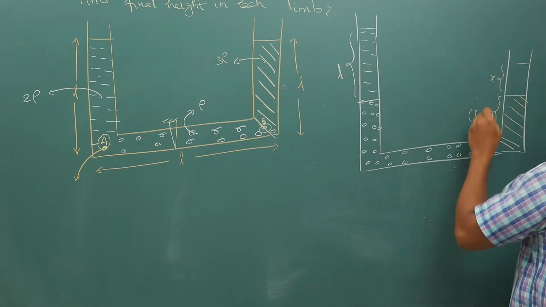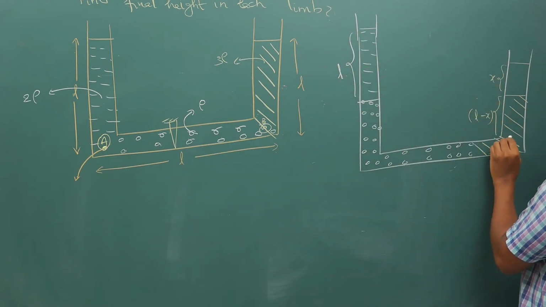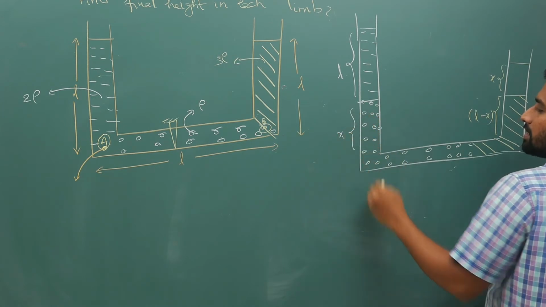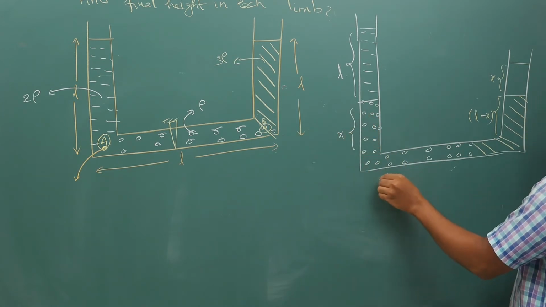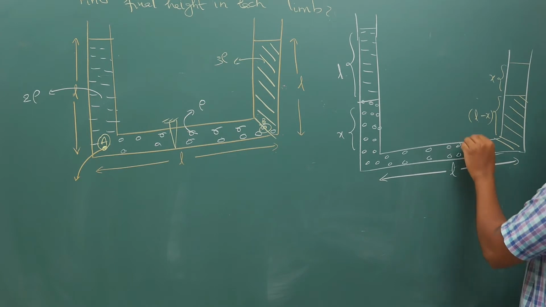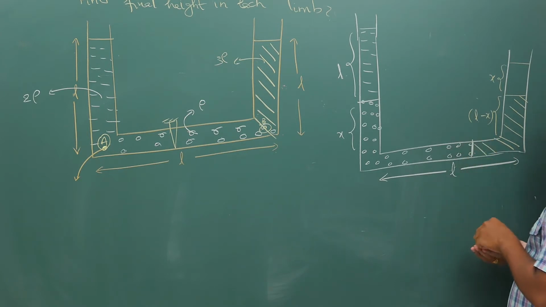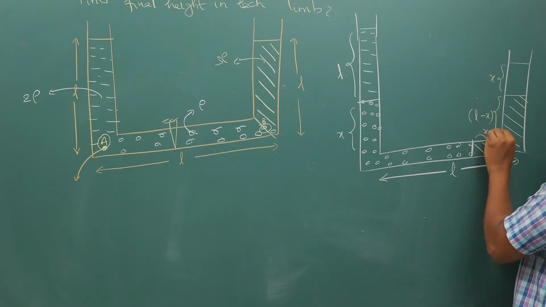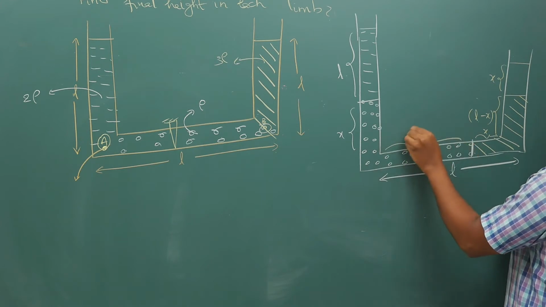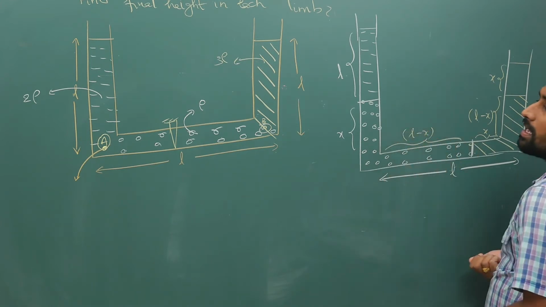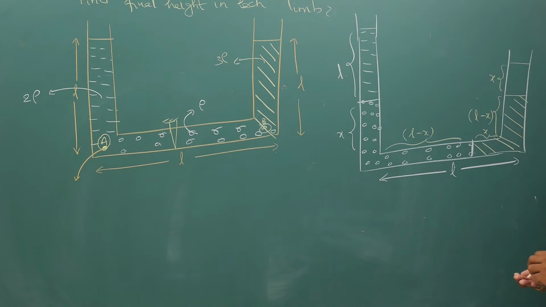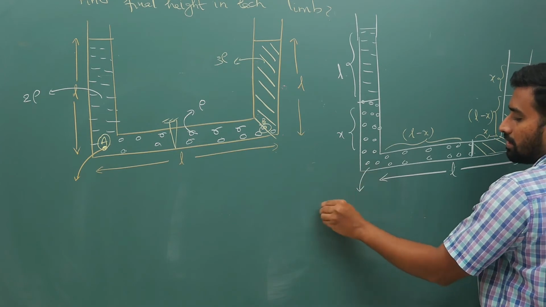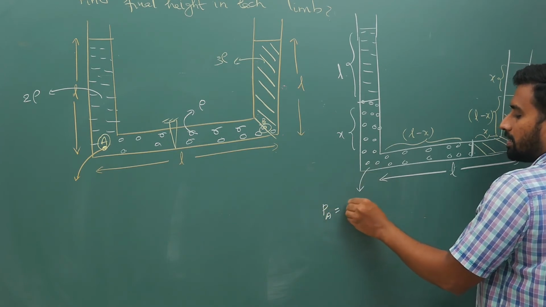If it comes down by x, this yellow colored portion of liquid will rise by x on this side. This side the length is supposed to be L only. Once again, your total length of yellow colored liquid is x. The total length of this white colored liquid is also supposed to be L, because the area of cross section of the tube is constant.